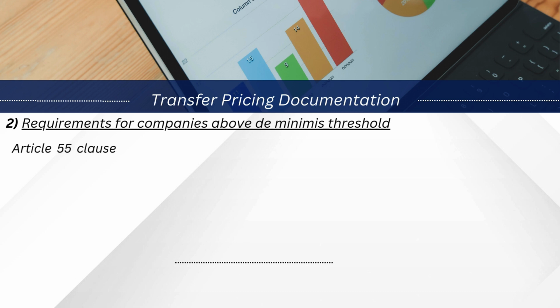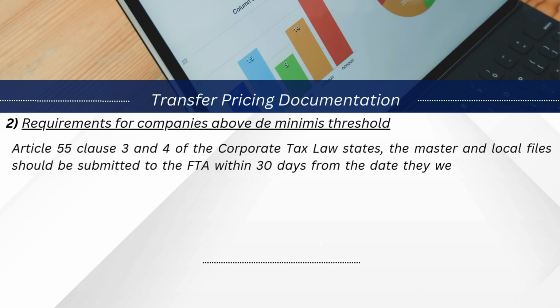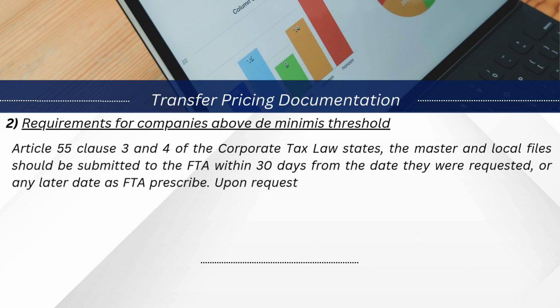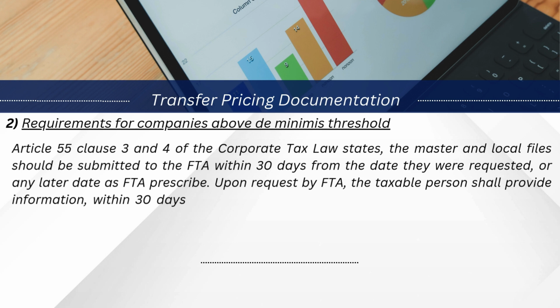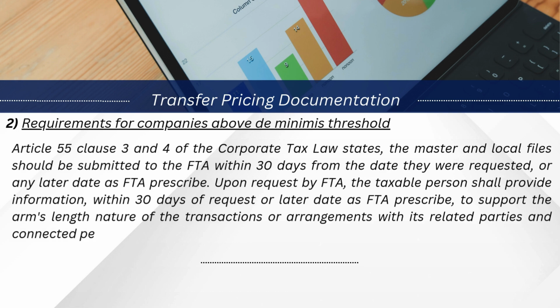Article 55 Clause 3 and 4 of the Corporate Tax Law states, the master and local files should be submitted to the FTA within 30 days from the date they were requested, or any later date as FTA prescribed. Upon request by FTA, the taxable person shall provide information, within 30 days of request or later date as FTA prescribed, to support the arm's length nature of the transactions or arrangements with its related parties and connected persons.